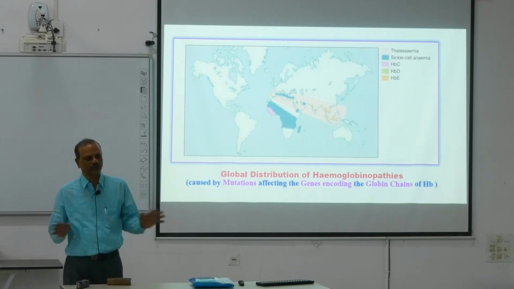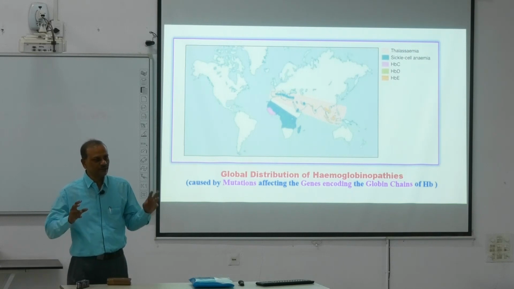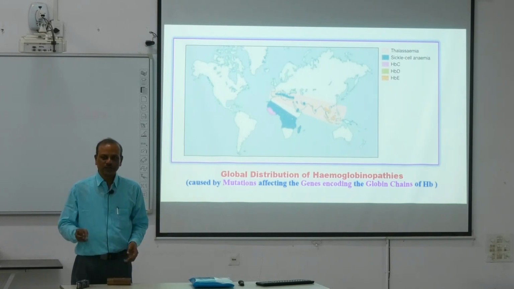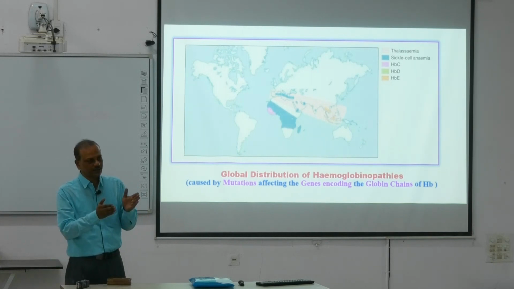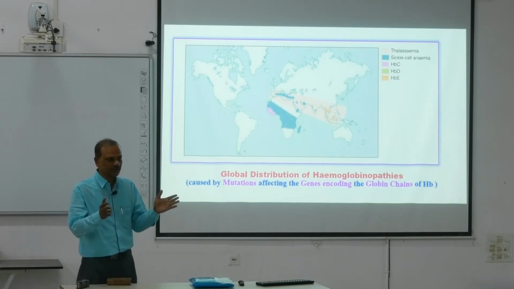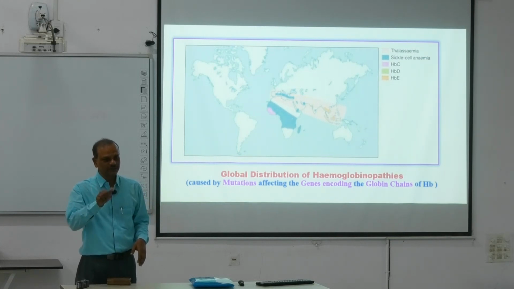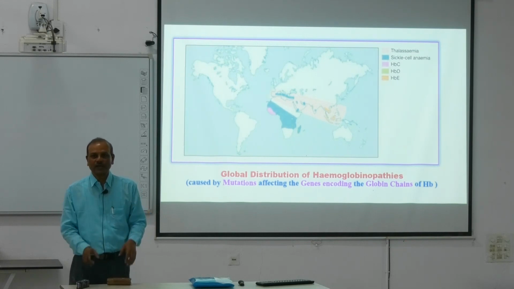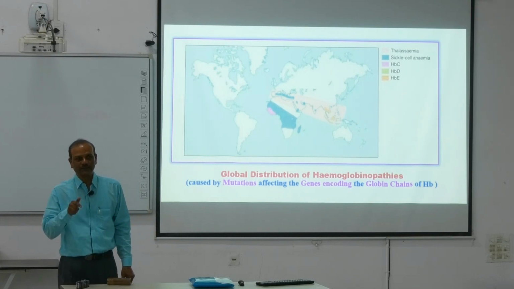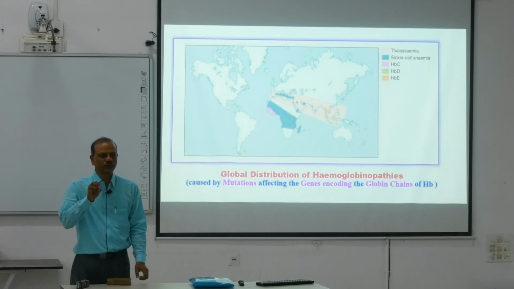No organism wants to die. So the human being evolved in such a way that life is protected. Instead of the normal 100 to 120 days, the red cell life is shortened. The malaria parasite within the red cell will no longer be able to survive, as the parasite is phagocytosed. And that is the mechanism why these hemoglobin disorders are common in mosquito areas.